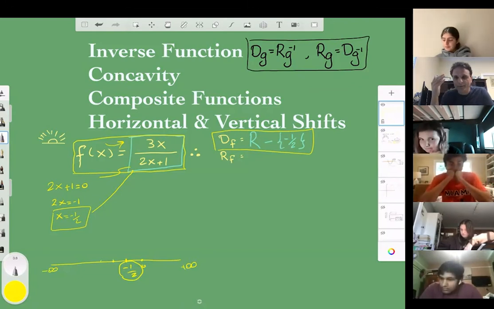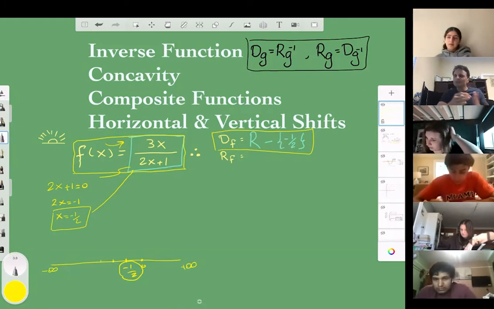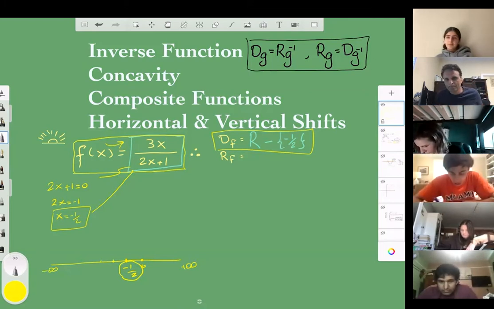That's the meaning of the domain. That means any input we're going to get, not negative 1/2. Does that make sense? Hopefully.